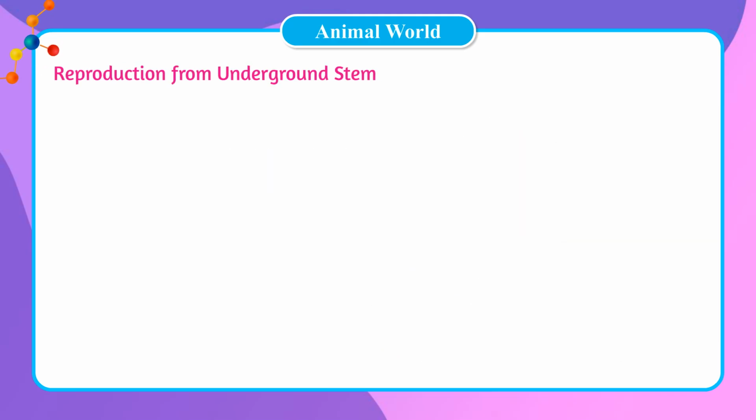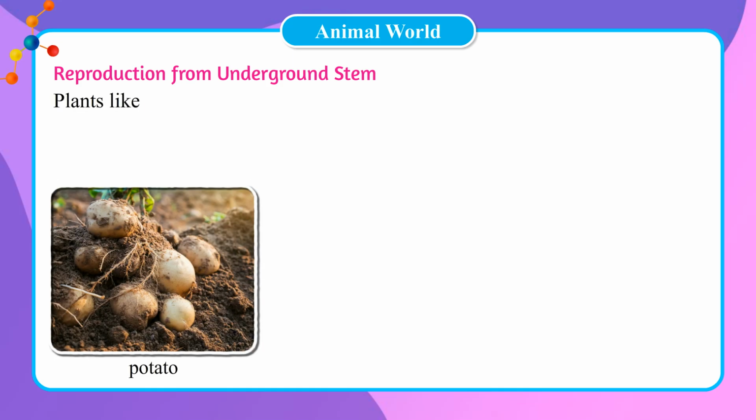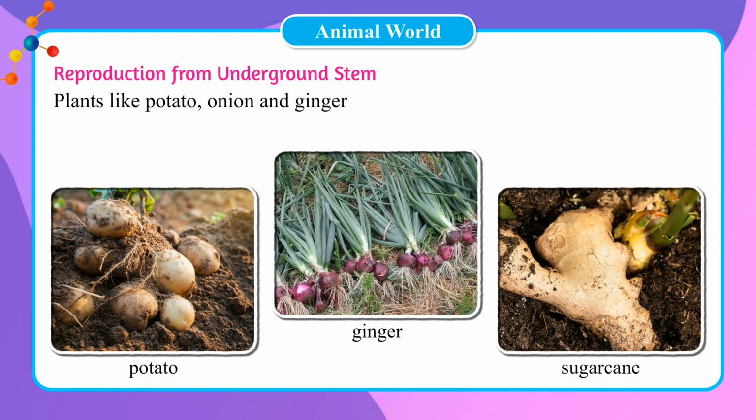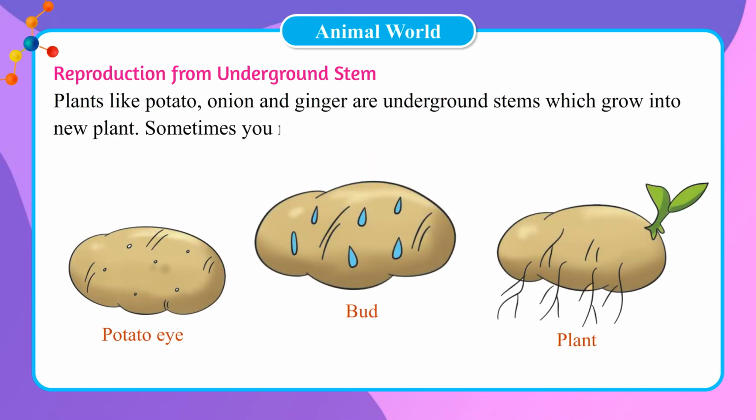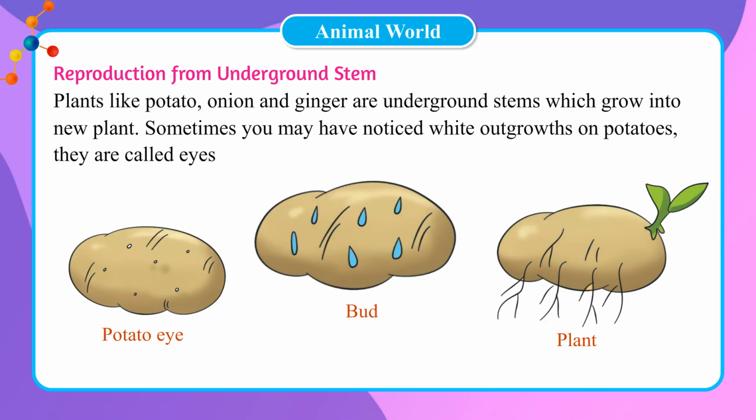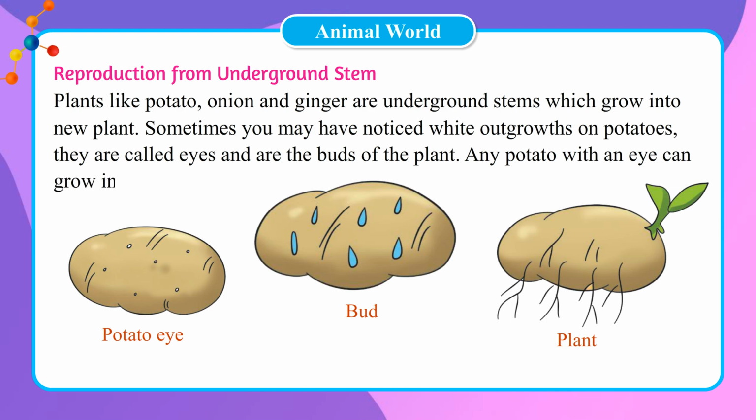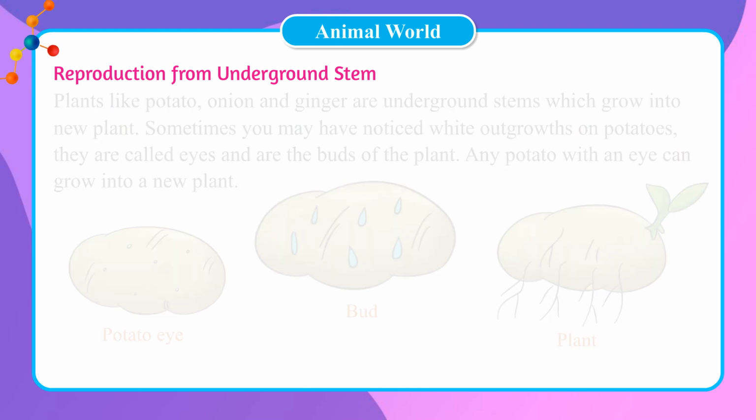Reproduction from underground stem. Plants like potato, onion and ginger are underground stems which grow into new plant. Sometimes you may have noticed white outgrowths on potatoes. They are called eyes and are the buds of the plant.